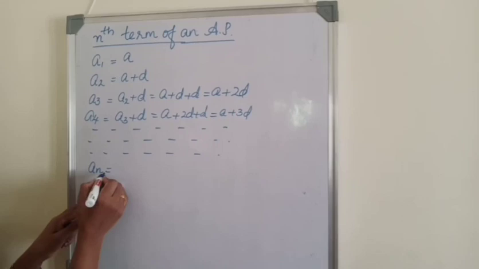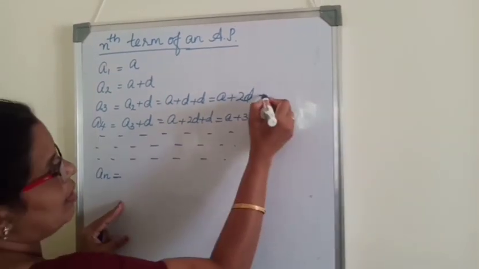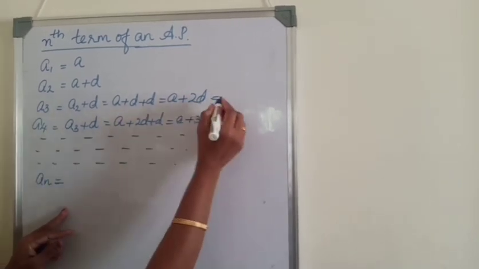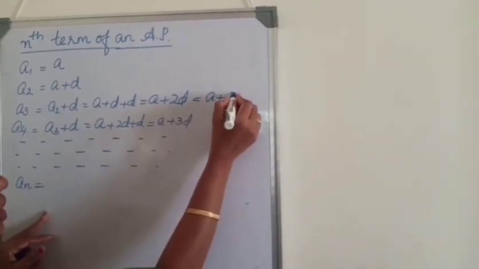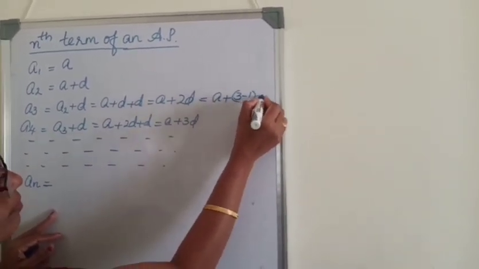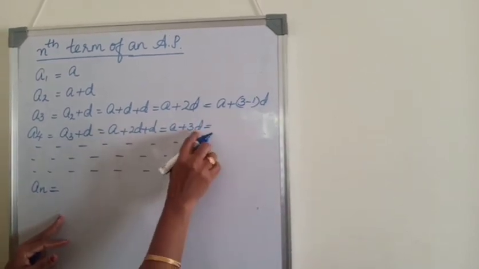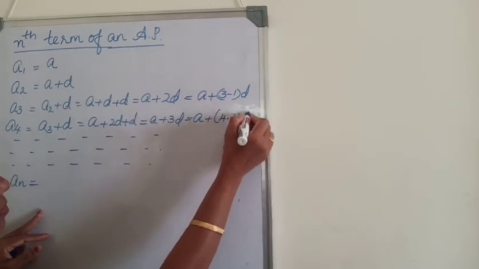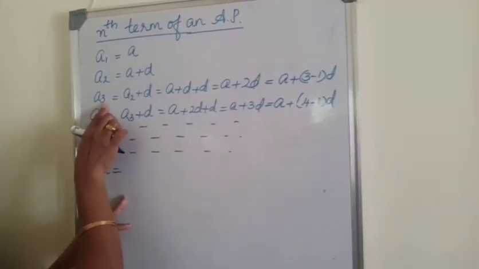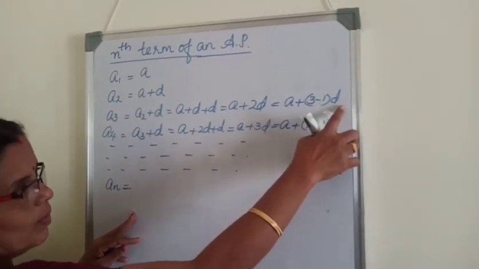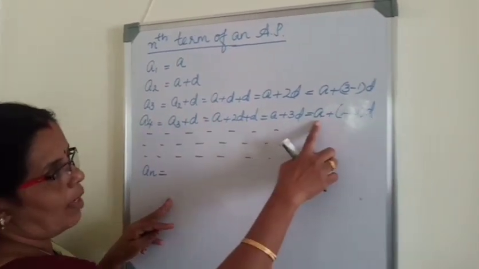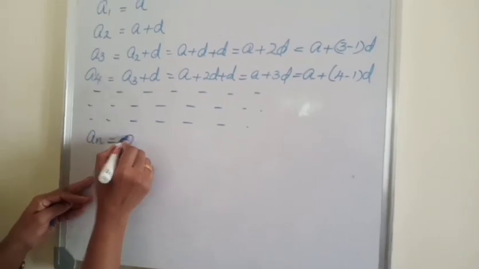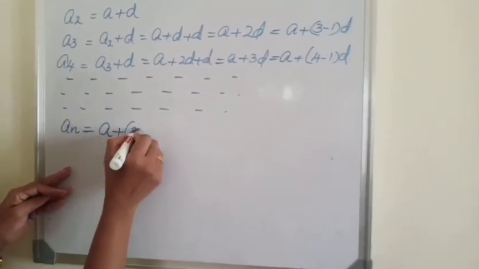So before we write AN, here A3 is A plus 2D. 2 can be written as 3 minus 1 into D. Here 3D can be written as 4 minus 1 into D. So A3 is A plus 3 minus 1 into D. A4 is A plus 4 minus 1 into D. Therefore AN is A plus N minus 1 into D.